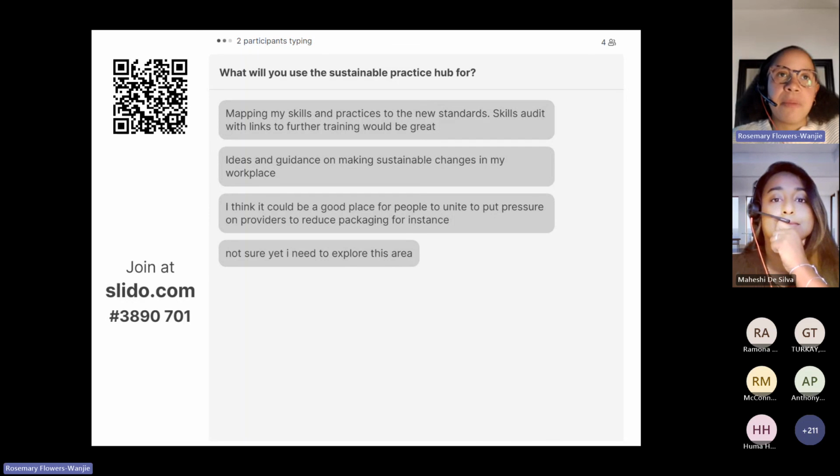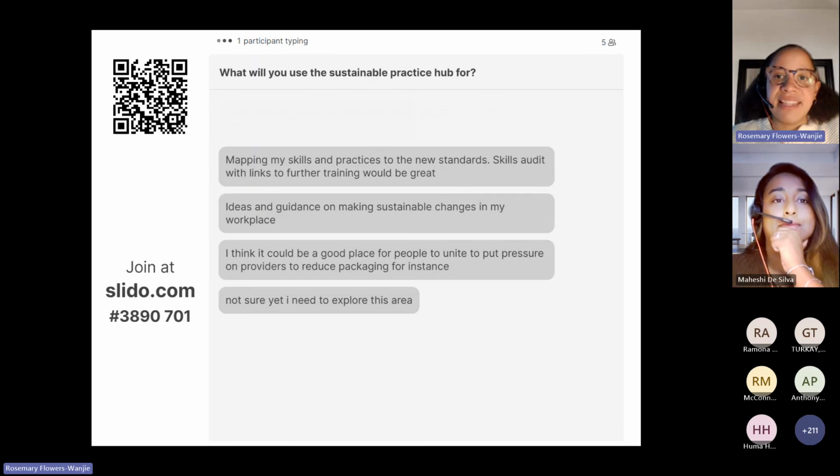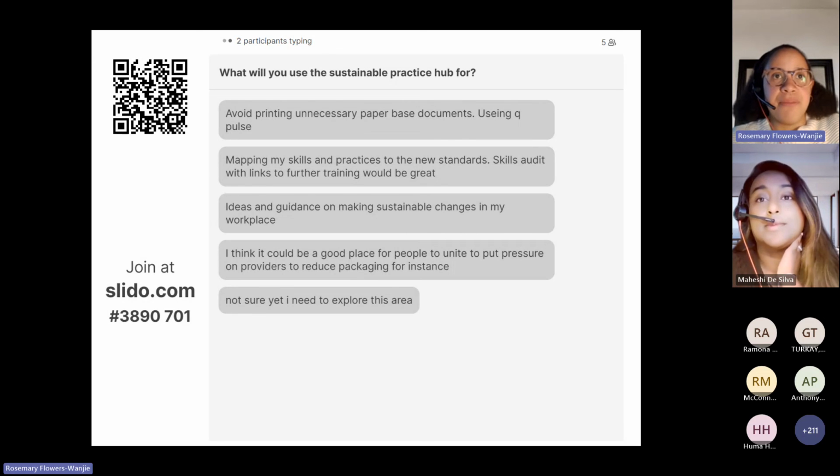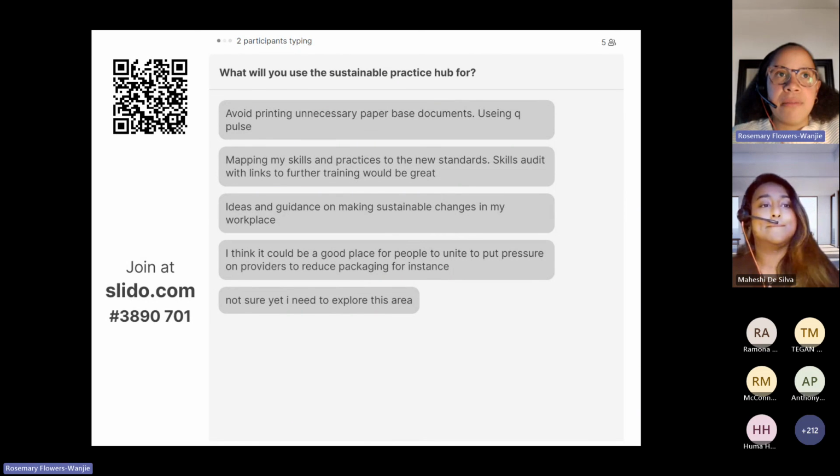This is an interesting one as well. Mapping my skills and practices to the new standard skills audit with links to further training would be great. So that's a really good point, actually, and we do have that for our standards of proficiency. We have a gap analysis tool for the new standards of proficiency that came into effect in September this year. And so we can have a think about what kind of skills audit links we can have on the website in general.